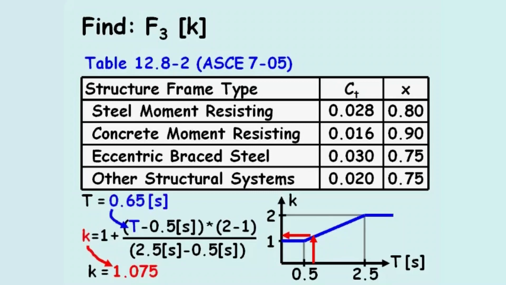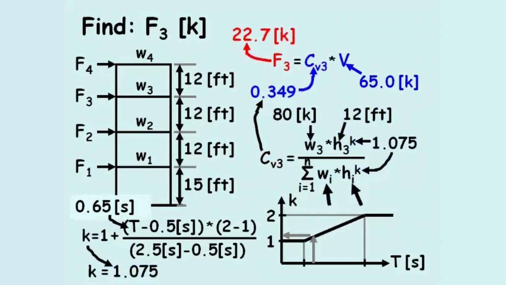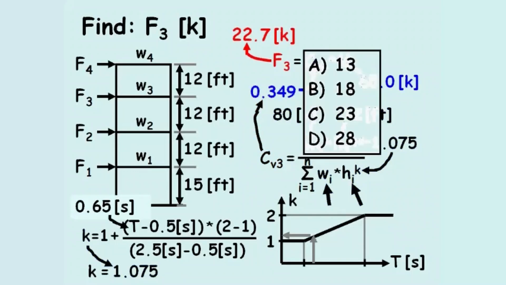Plugging in the values for W3, H3, and k, as well as the weights and heights for all stories in the denominator, the third story vertical distribution factor equals 0.349. And the lateral seismic force, F3, computes to 22.7 kips. When reviewing the possible solutions, the answer is C.